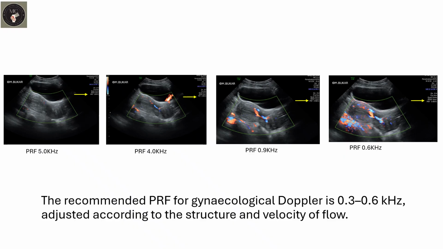The second one is a PRF of 4, still high, but you can see it's better than a PRF of 5. So look at this now. You can see part of the arcuate vessels here. You can see part of the feeder vessel here, but still not optimal. Now let's look at the PRF of 0.9.